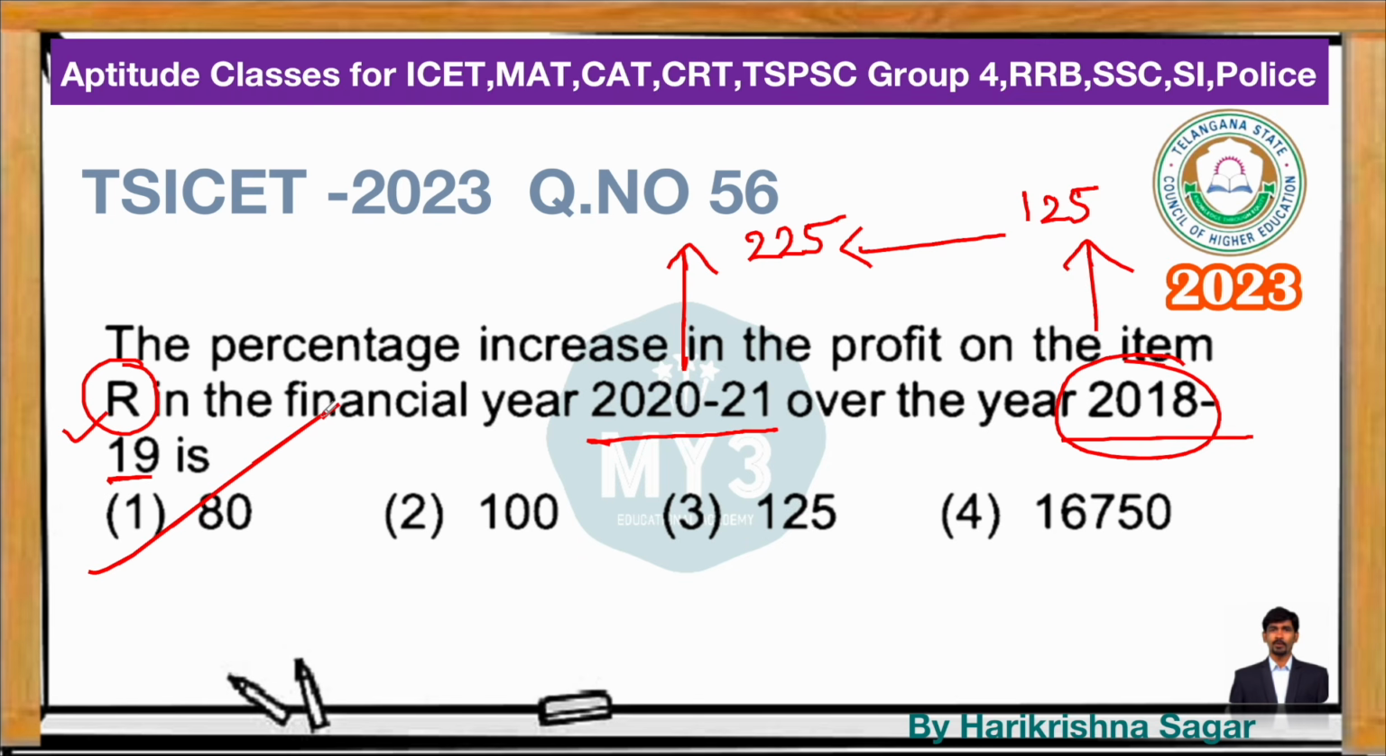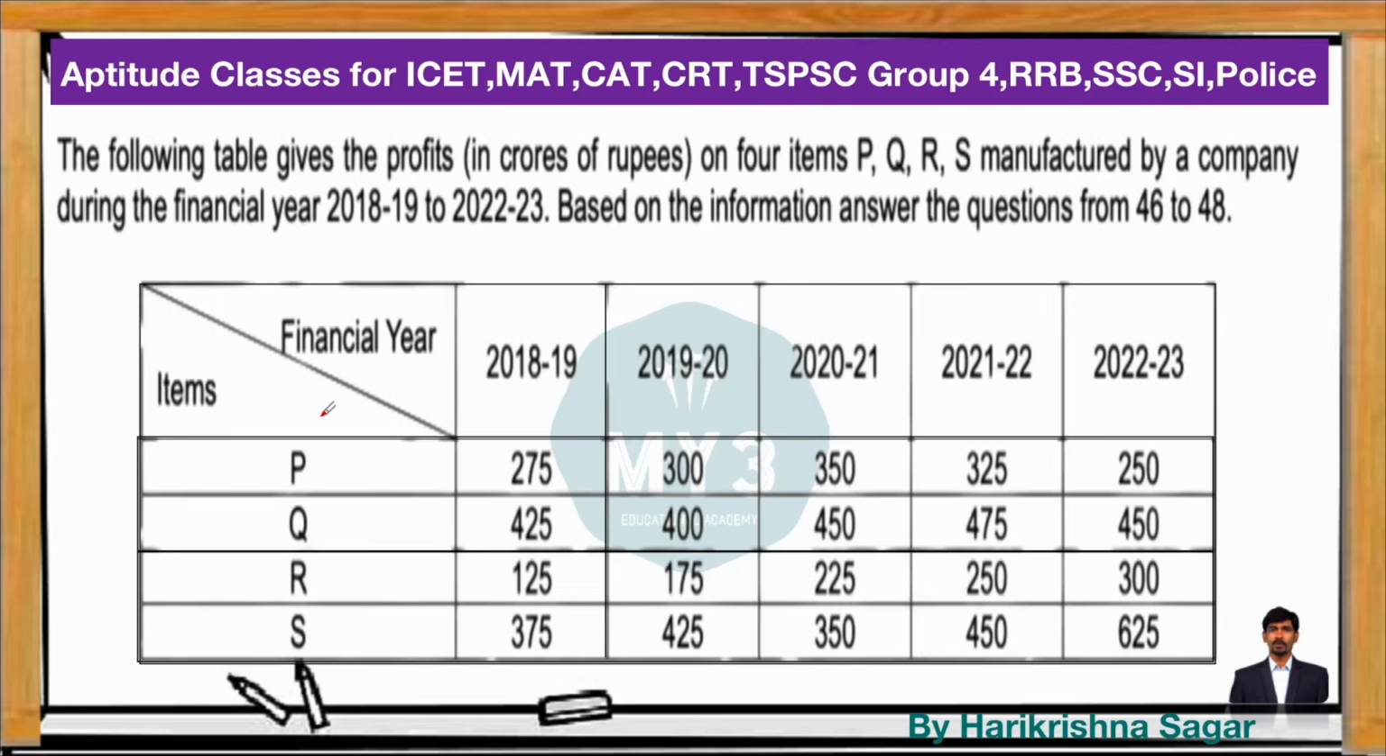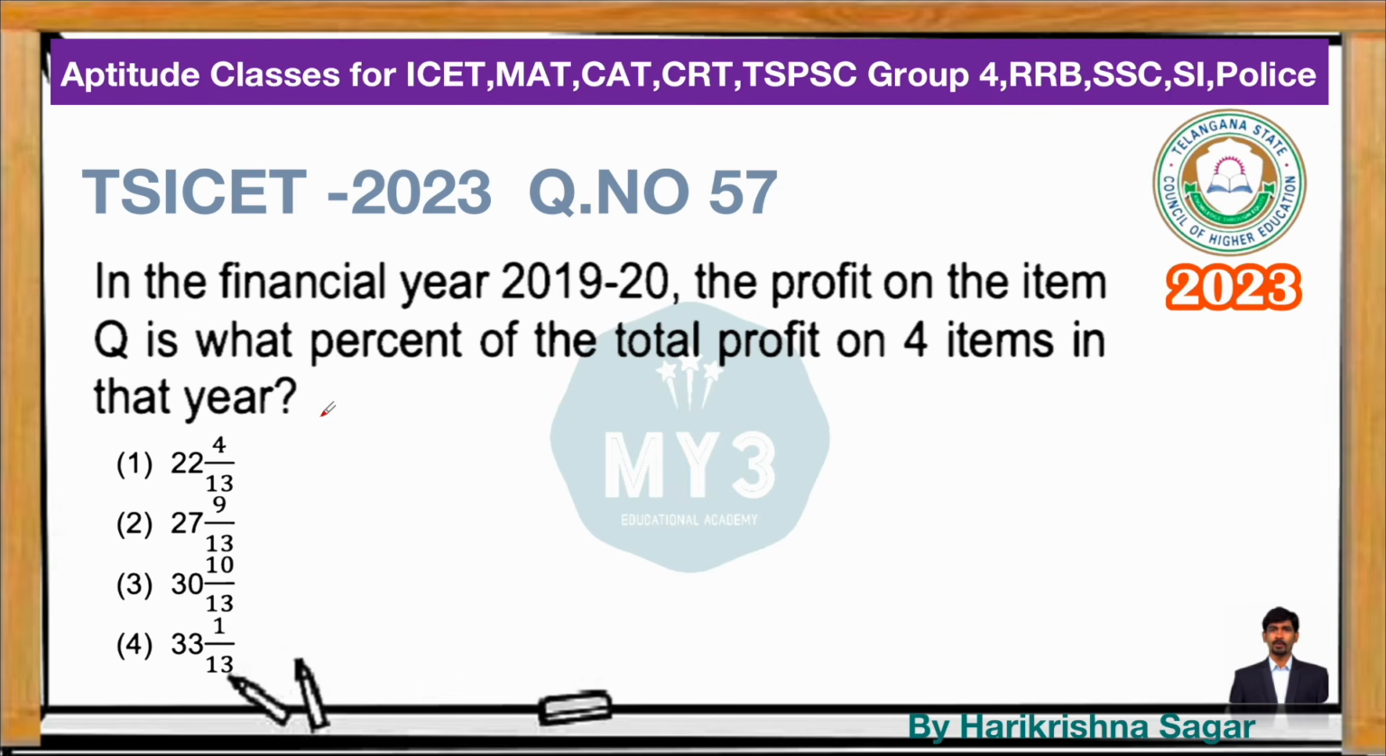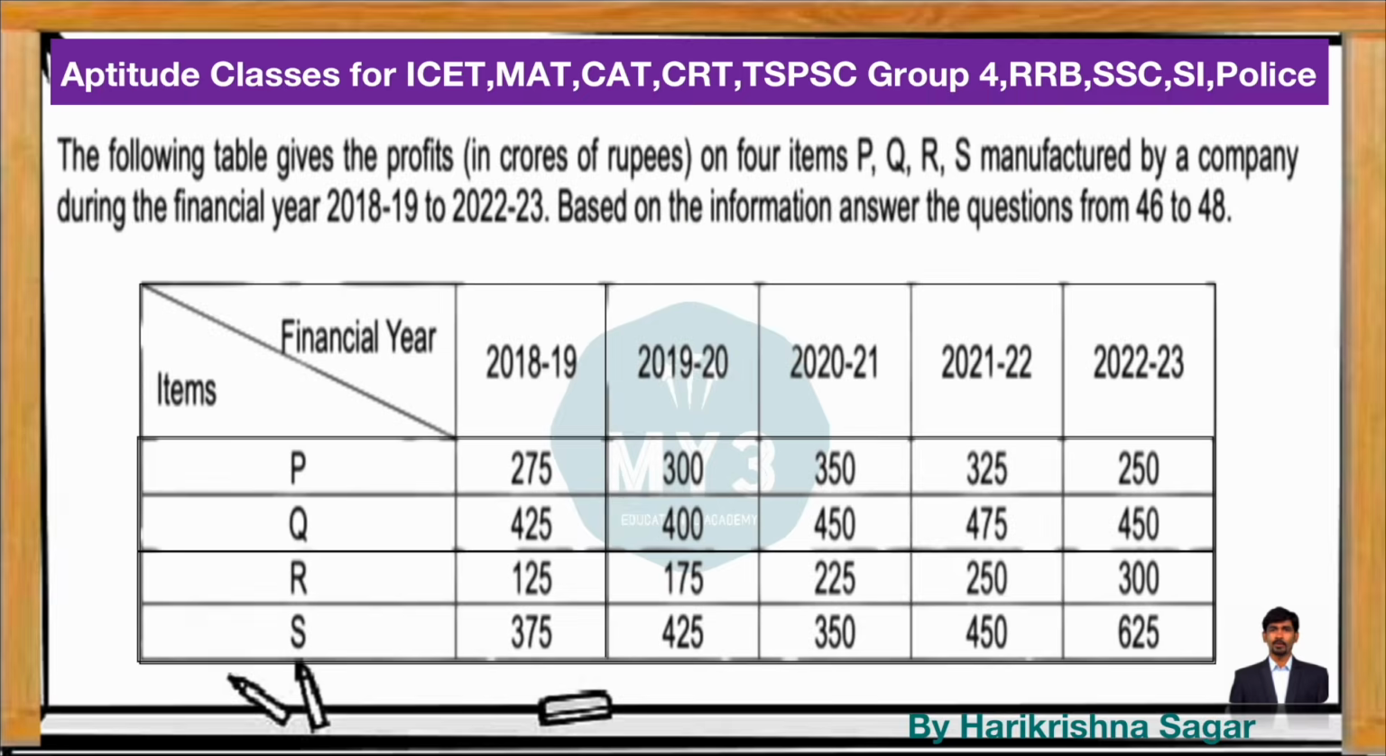Let's move on to question number 57. In question number 57, if you can observe the same data, I already told you all these are linked questions to one particular table or graph. So if you observe the question here, in the financial year of 2019-20, the profit on the item Q is what percentage of the total profit on 4 items in that year? First you have to look at the 1920 year. Where is 1920 here? This is 1920.